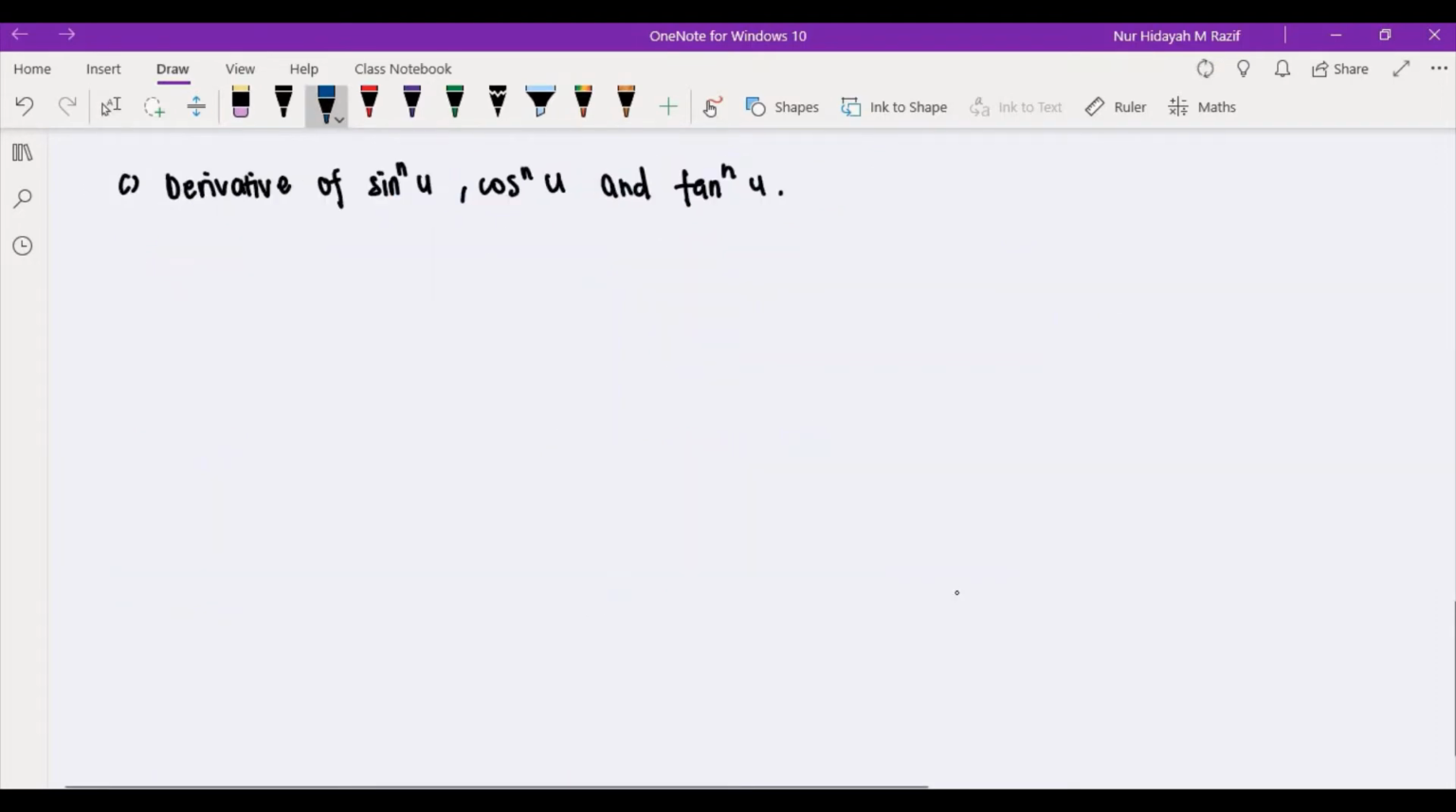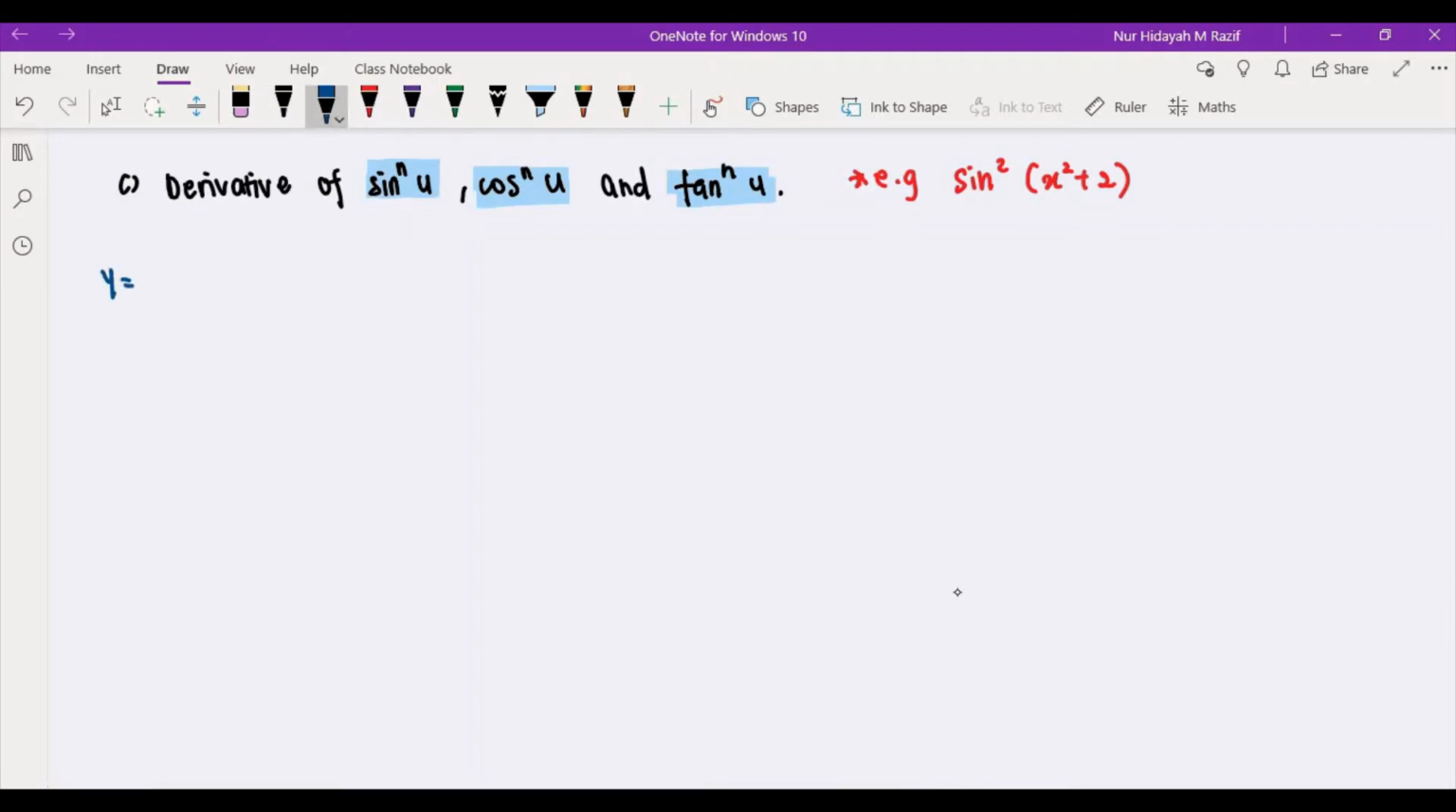Now what if your sine u, cos u, and tangent u come with a power? In this case, we are going to take a look at the general form: cos to the power n of u, sine to the power n of u, and tangent to the power n of u. If you are still confused, the exact example I can give you is sine squared of x squared plus 2. In this case, n is equal to 2 and my u is a function of x, which is x squared plus 2.